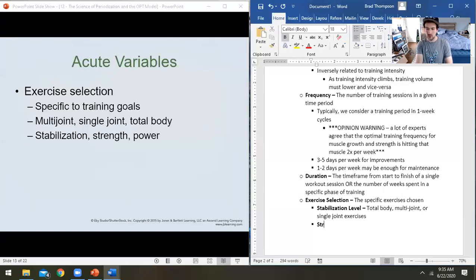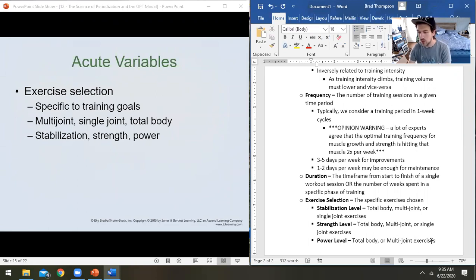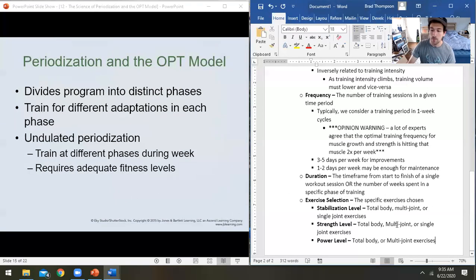Okay, then you got the strength level, which is going to be the same thing: total body, multi-joint or single joint exercises. And in the power level, you're going to do total body or multi-joint exercises. Okay. So that's how that's going to work. And then we will look at some other rules for those later. So those are all of our main acute variables as they are going to be listed.